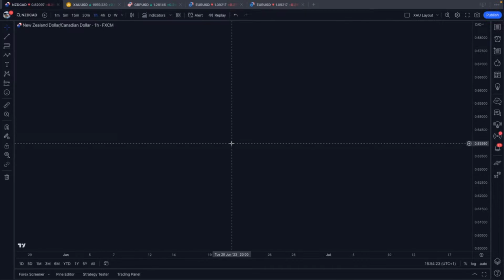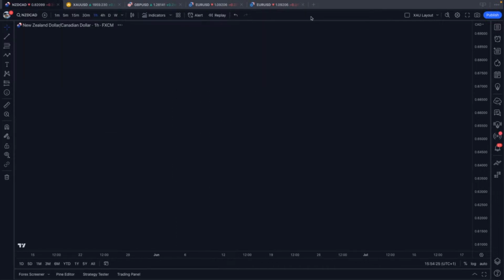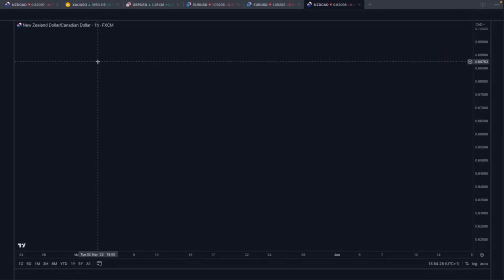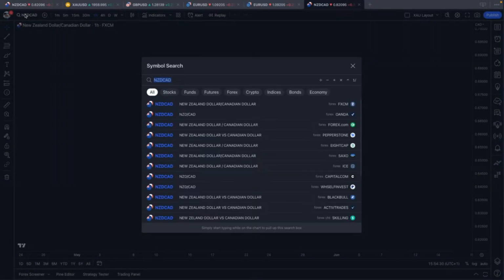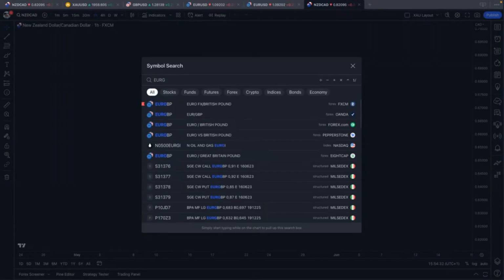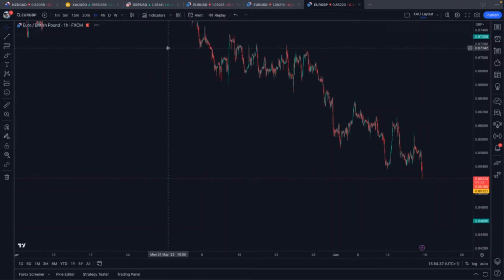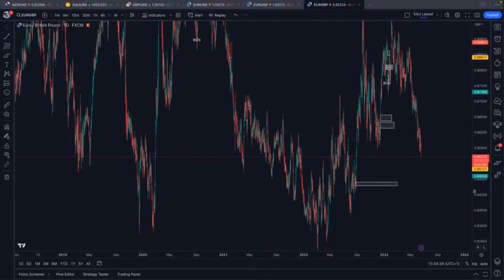Euro, Great British Pound. It's not a market I've actually traded in some time, actually, so that would be a good one. Let's do this. Euro, Great British Pound. Okay, wow. Let's have a look, see what's going on.